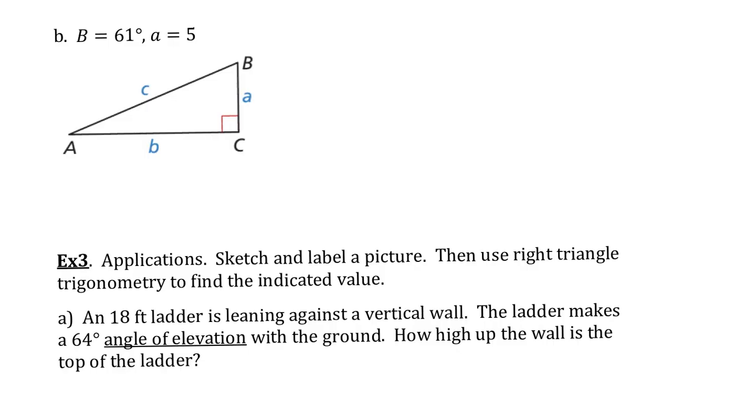Okay, let's solve one more triangle. And again, if you do your work differently, that's fine. We should end up with the same answers at the end. So what do I got? Angle B is 61 degrees.